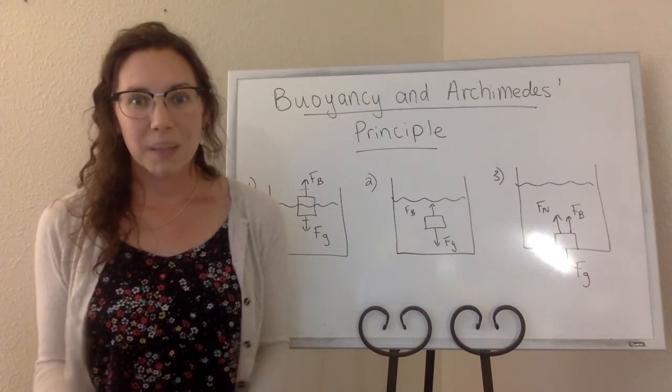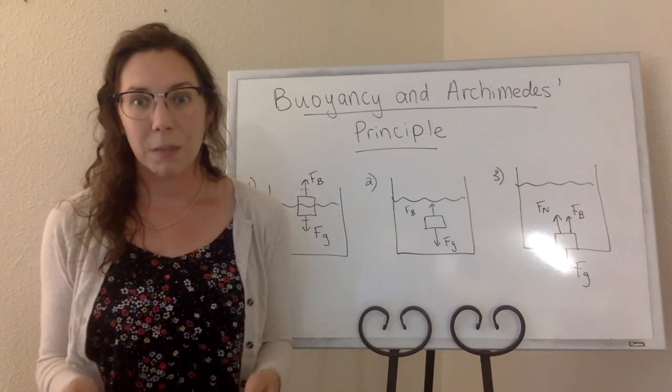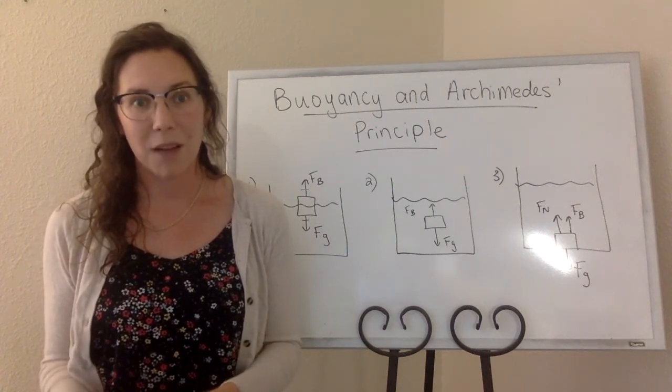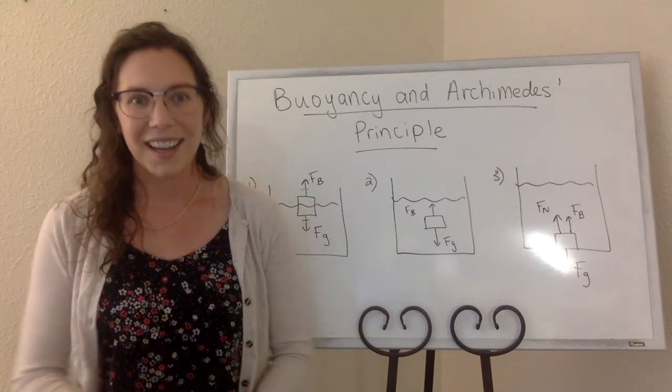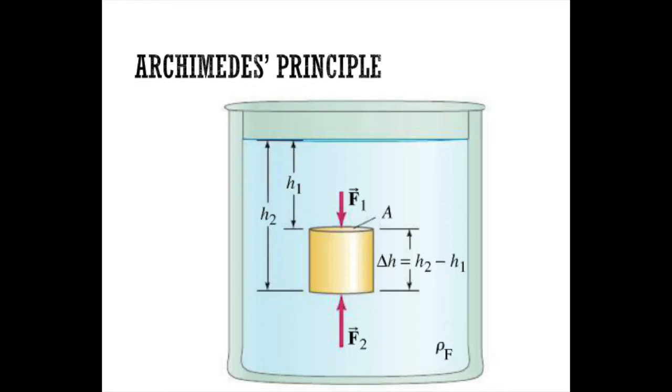And we'll see that this buoyant force is due to the difference in pressure at the top and the bottom of the object, so due to that pressure gradient. Let's look more into that now.